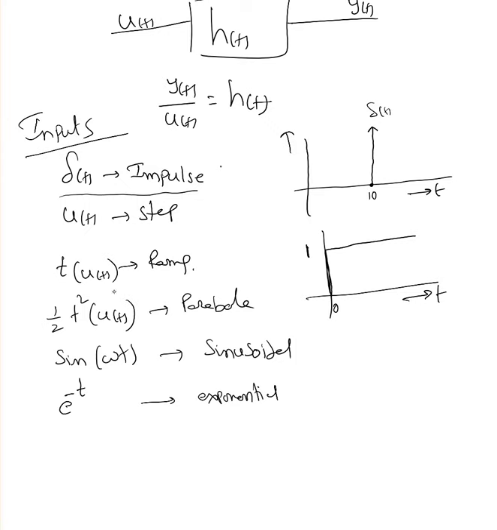Another one is ramp input. It's t u of t. U of t is nothing but unit step response. So you're going to see u of t everywhere. It's not going to make any difference. So the ramp is, as I mentioned, t. As time increases, it increases linearly. That's what the ramp input is. And the parabola, which is t squared over 2, u of t, is like this. It's a non-linear input for a parabola.